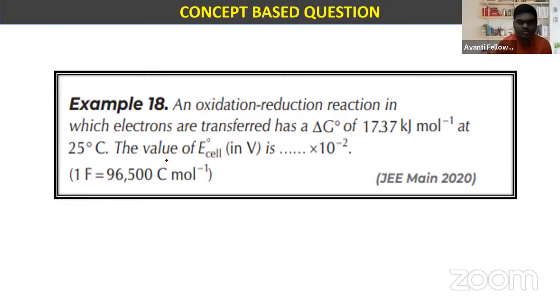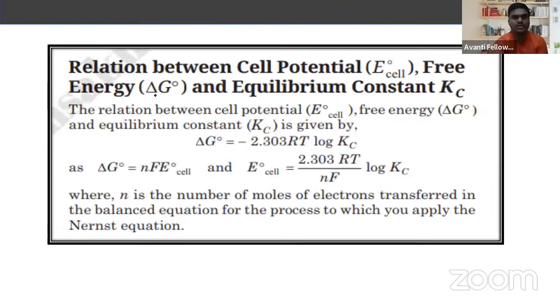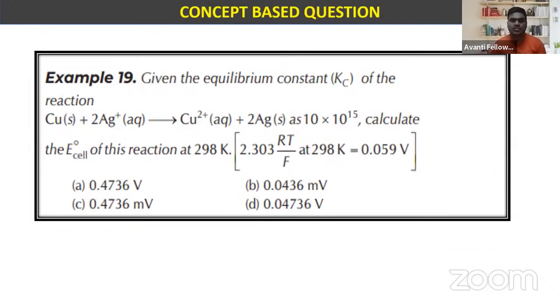Now this is a very similar type of question, so you try it. Next is the relation between the cell potential and the equilibrium constant: E naught cell equals 0.0591 upon n into log Kc, where n is the number of moles of electrons transferred in the balanced equation for the process to which you apply the Nernst equation. Question number 19 is from this topic only. You just need to know the formula and apply it. Given the equilibrium constant Kc of the reaction, calculate E naught cell.